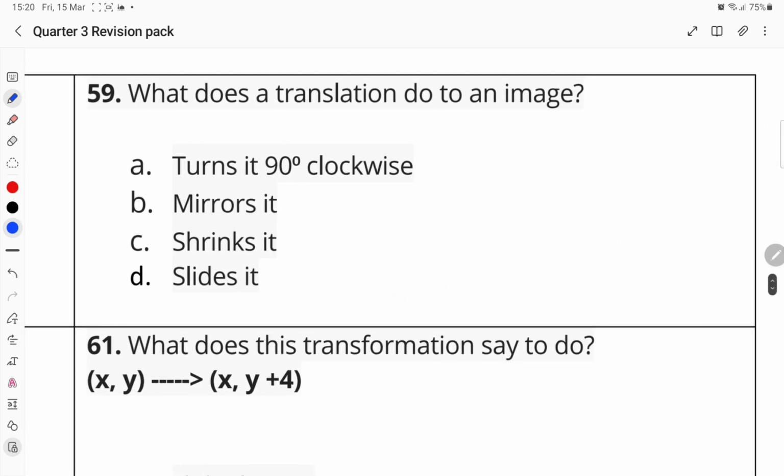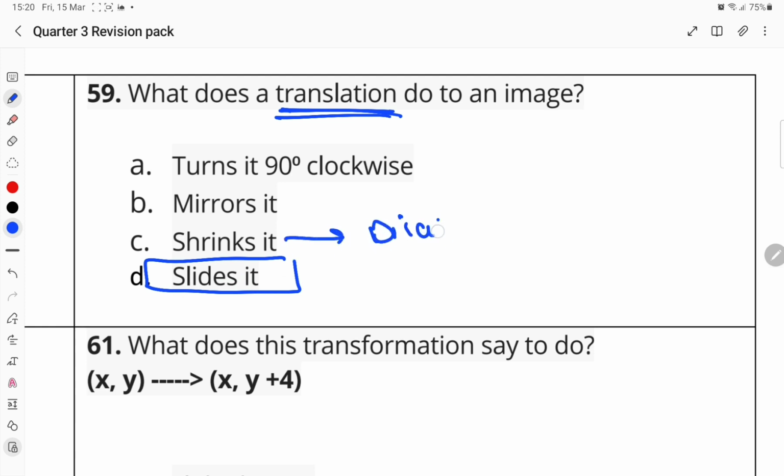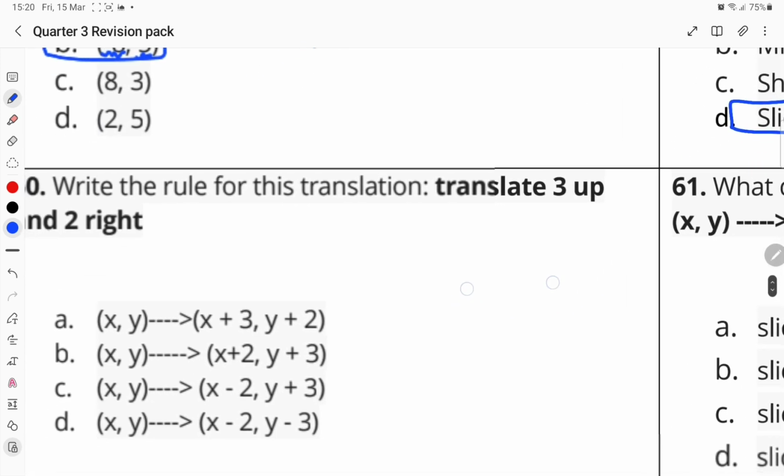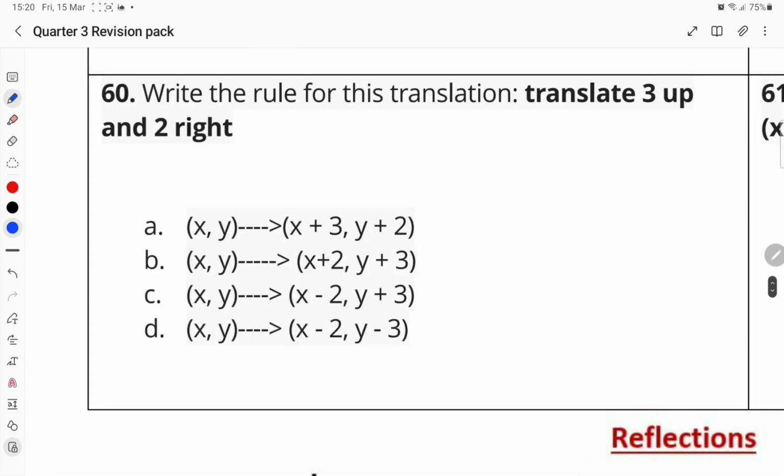Again, what does a translation do to an image? It moves it. It slides it. Very good. Shrink: dilation, and we call it reduction. When it gets smaller, it is a reduction or dilation. Dilation is divided into 2 parts, and we'll talk about it in detail. Mirroring: reflection. Turn: rotation.